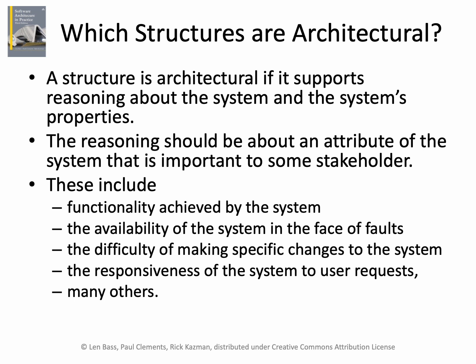Which structures are architectural? A structure is architectural if it supports reasoning about the system and the system's properties. The reasoning should be about an attribute of the system that is important to some stakeholder. These include functionality achieved by the system, the availability of the system in the face of faults, the difficulty of making specific changes to the system, the responsiveness of the system to user requests, and many others.